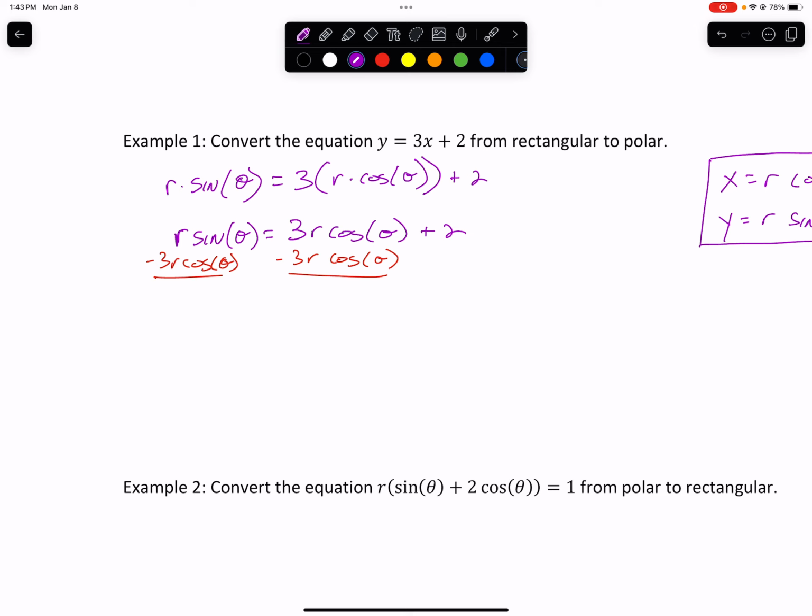So now this will be r sine, oh, now it's wigging out. It was working so nicely.